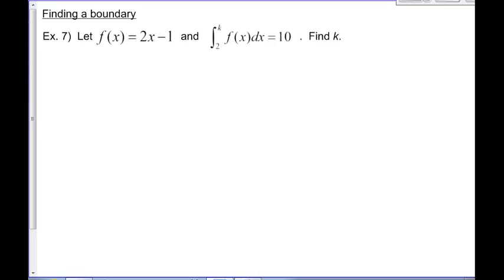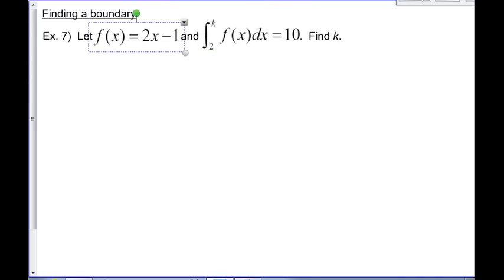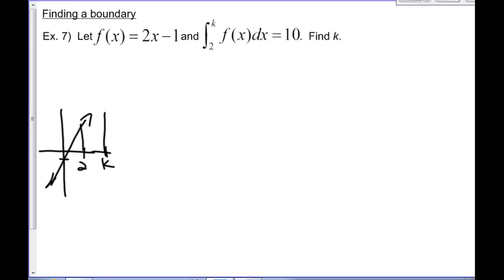Okay, last thing we'll look at is finding a boundary. So this is just setting up a definite integral question, but hiding the unknown somewhere different. So let's suppose that we have a function 2x minus 1. Looks like this. And the integral from 2 to something is 10. We just want to find what that something is. Now, I think it's obvious that there's going to be a k value out here that is going to give us an area of 10. What we may or may not realize is that there might be another one, but the algebra will take care of it for us. So let's see what happens.